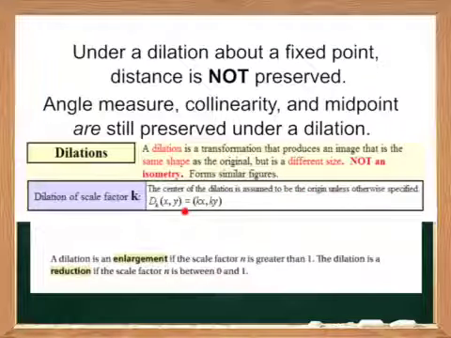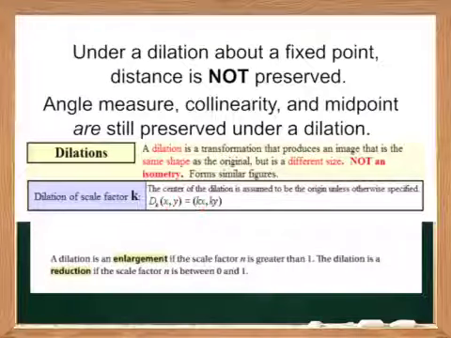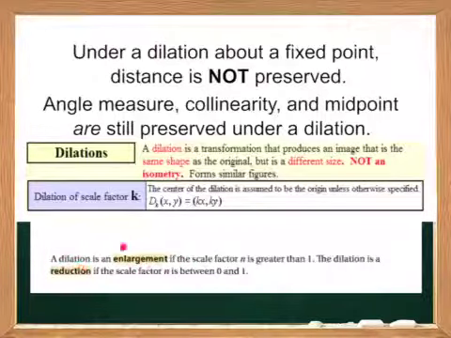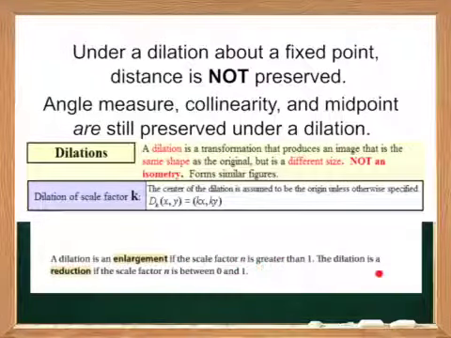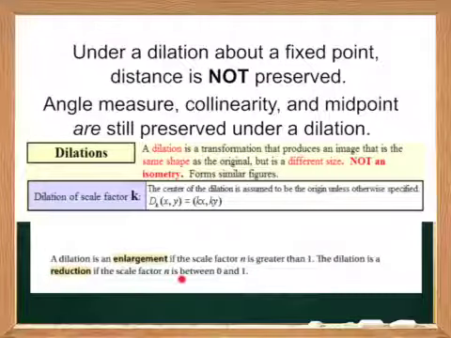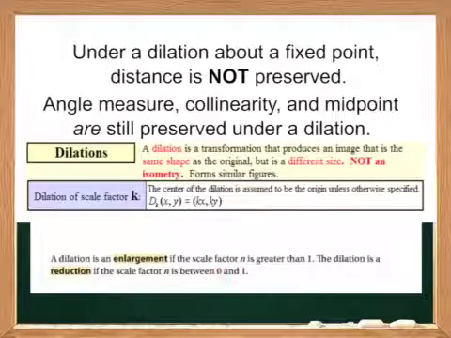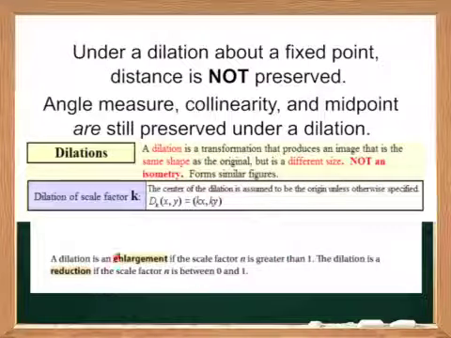So a dilation of k, you multiply the x value by k and the y value by k to get your new coordinates. A dilation is an enlargement if the scale factor k is greater than 1, and it's a reduction if the scale factor k is between 0 and 1. So it can't be negative. So basically, if it's a fraction or a decimal, it's a reduction, and if it's a whole number or something that's greater than 1, even if it's 1.5, it's an enlargement.